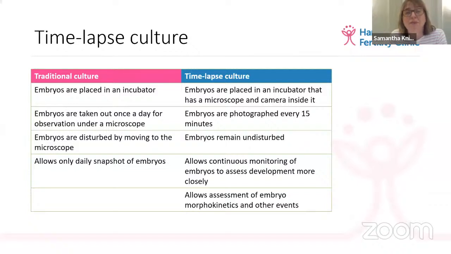With time lapse, obviously they're in the incubator, which has a microscope and a camera inside. They're photographed every 15 minutes, which allows us to have a time lapse video and remain undisturbed. We get a continuous monitoring of the embryo's development, and it allows us to look at the embryo's morphokinetics and other events. For example, you see some embryos reverse in cell numbers and then continue to grow.